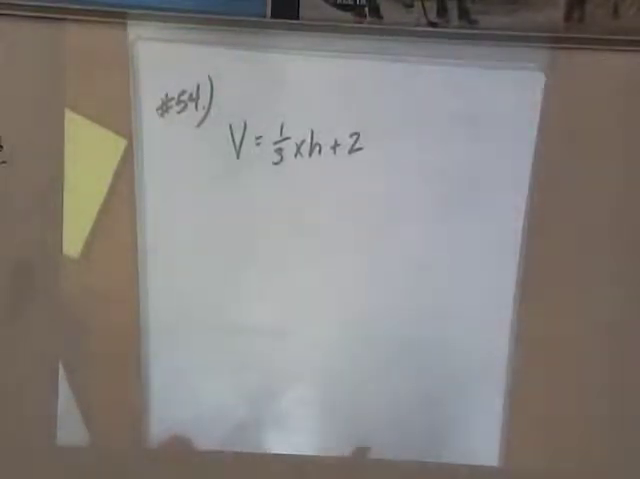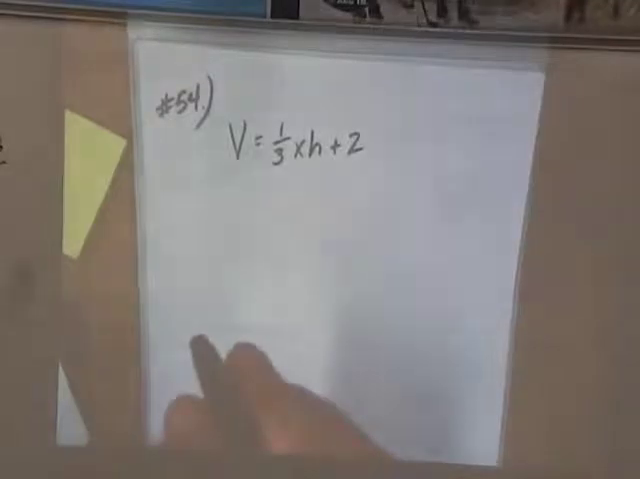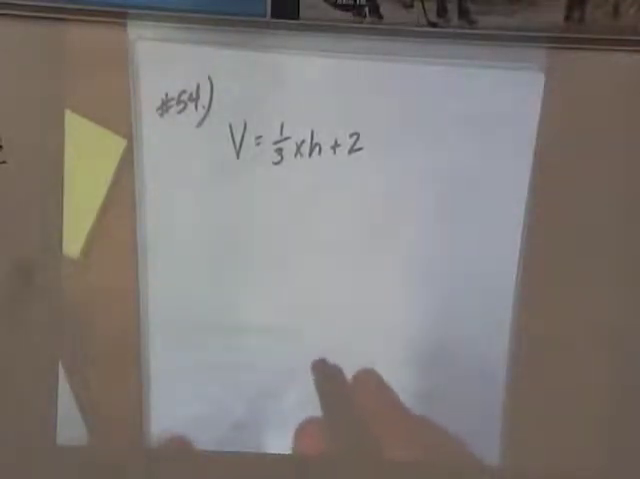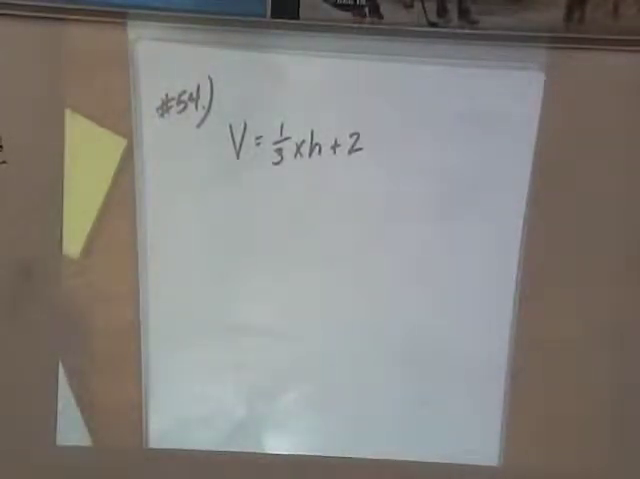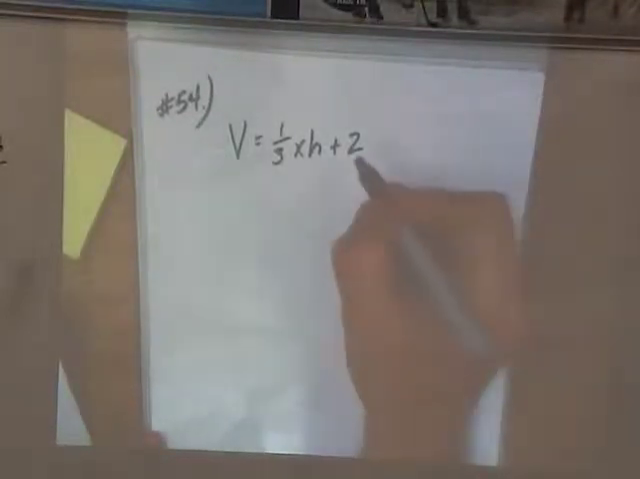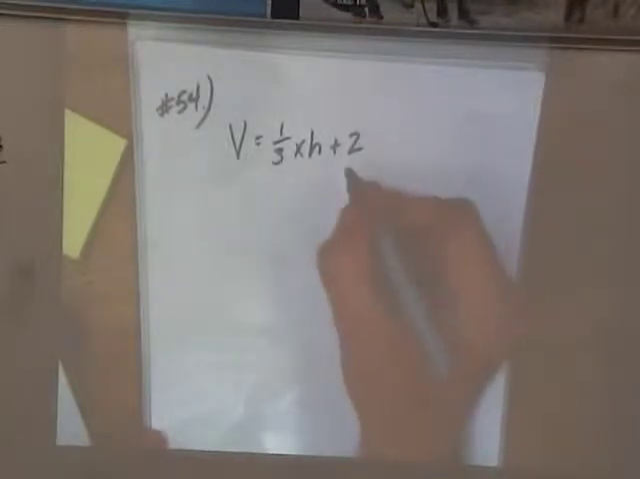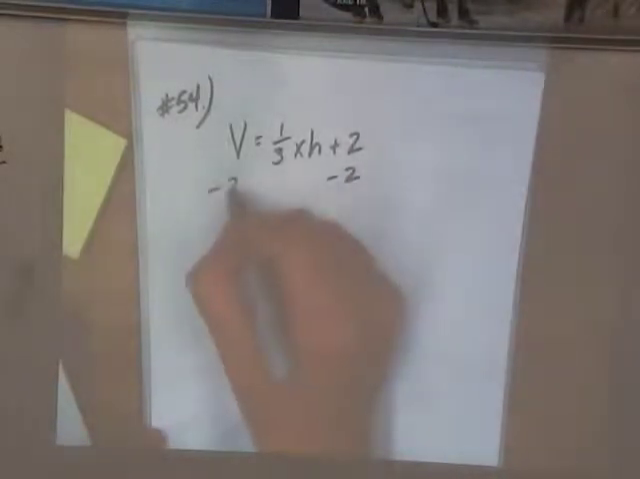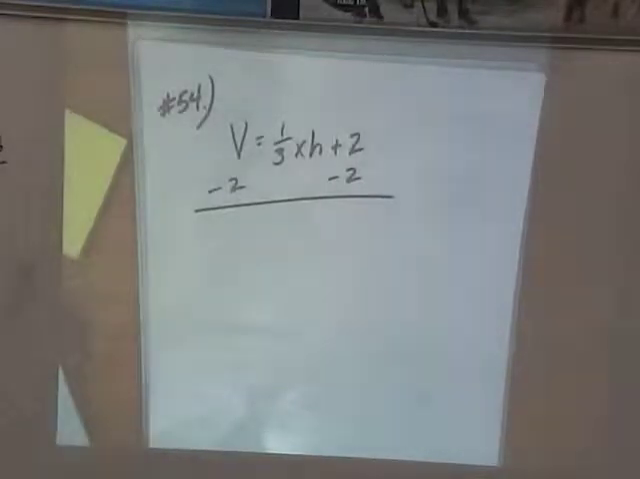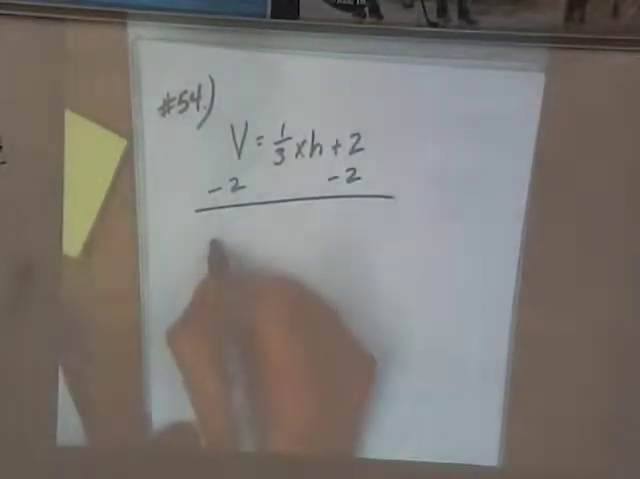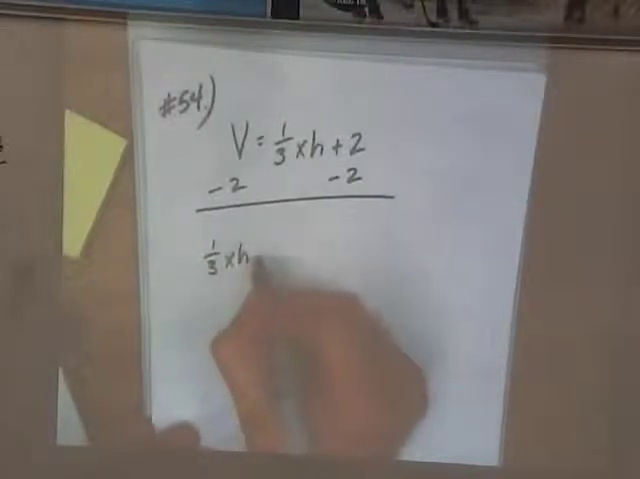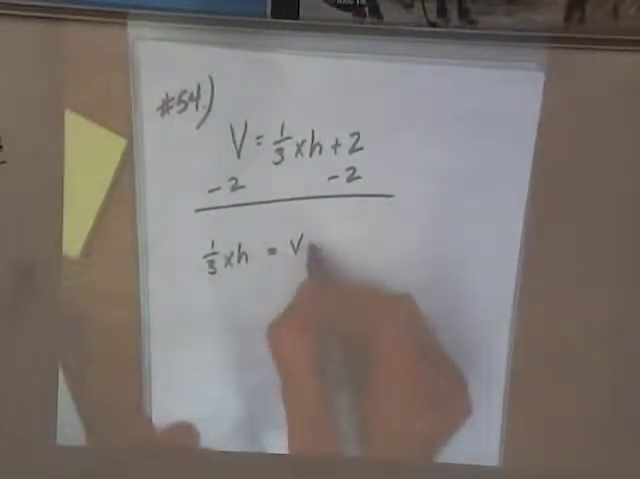Okay, solve for x and give restrictions. So we've got to get the x by itself. That's all we're doing, getting the x by itself. So what do we do first? Subtract 2. Minus 2 to both sides. What I'm going to go ahead and do now is switch the sides so that my x is on the left. So we got 1/3 x h equals v minus 2.